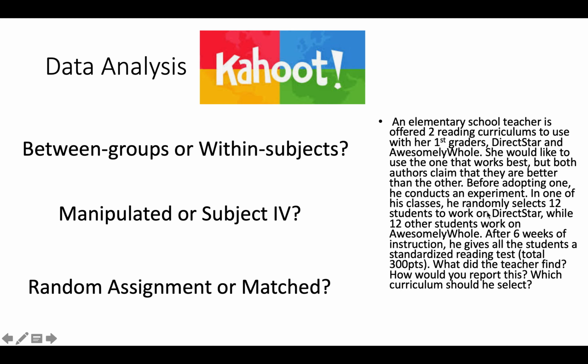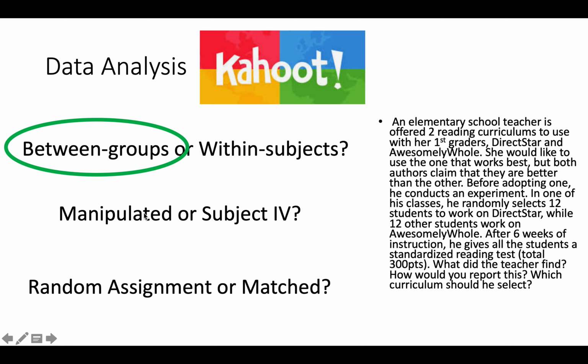Okay, so the first question is, between groups or within subjects? Are there two separate groups, or do all the subjects receive all levels of the independent variable? Well, 12 students receive Direct Star, 12 students receive Awesomely Whole. So they don't receive all levels of the independent variable. This is a between groups design.